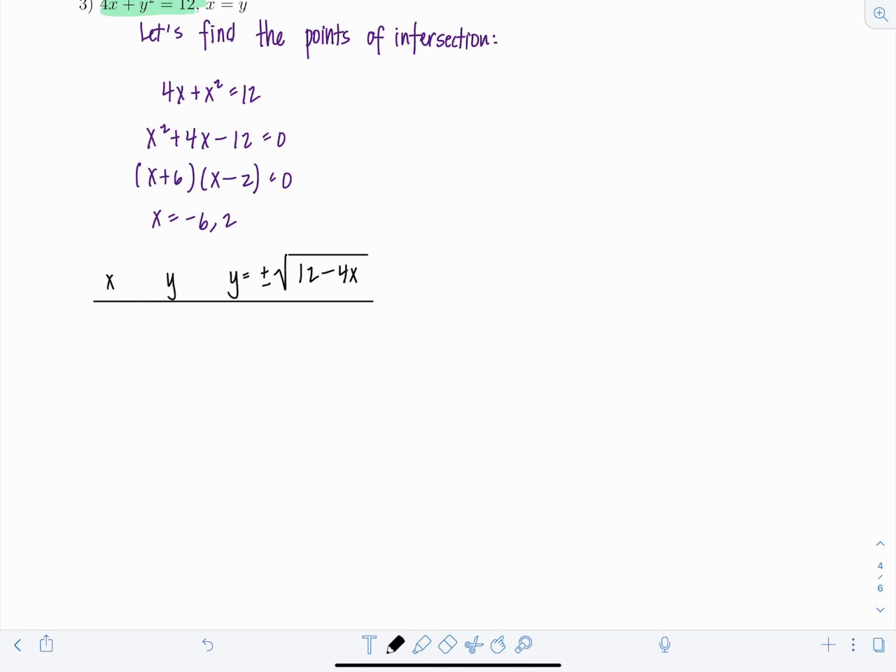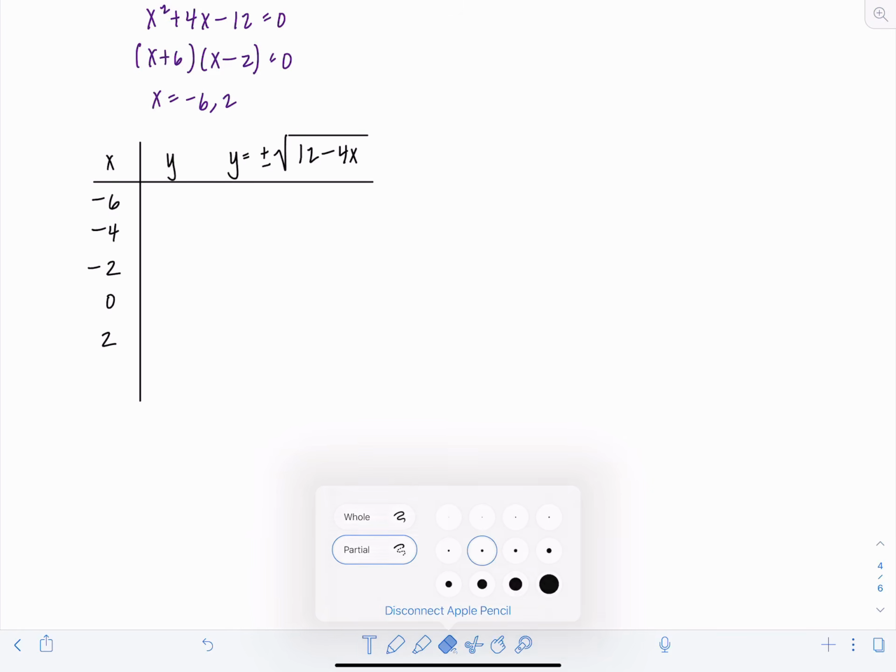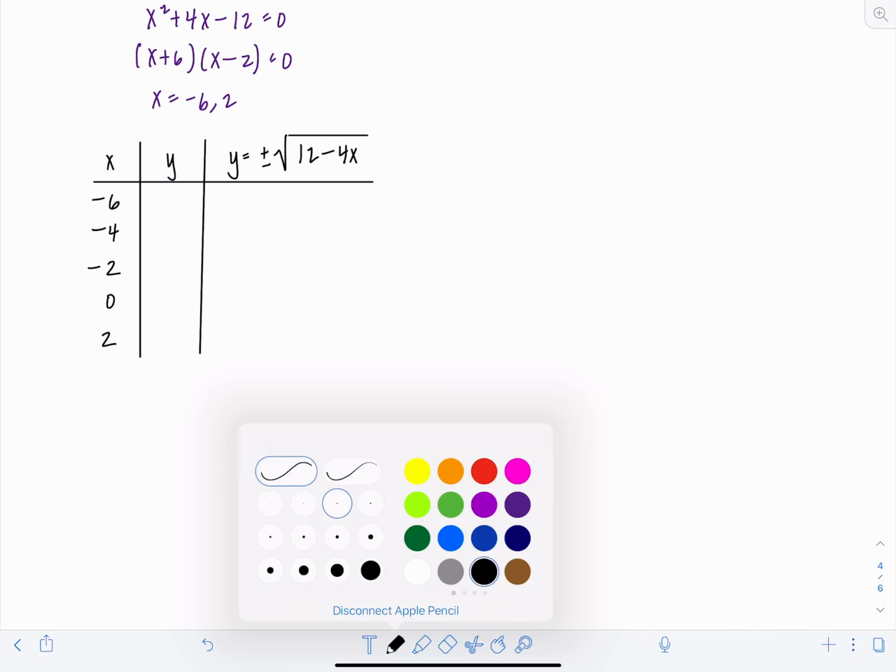Between negative 6 and 2, we have quite a few x values, so maybe we'll just take them 2 units apart. Meaning I'll do negative 6, negative 4, negative 2, 0, and 2. And that should be enough. If it's not, then just add to your table, okay? But we'll just see from here, especially since I know one's a parabola, one's a line, this should be sufficient. And then let's fill in the table now.